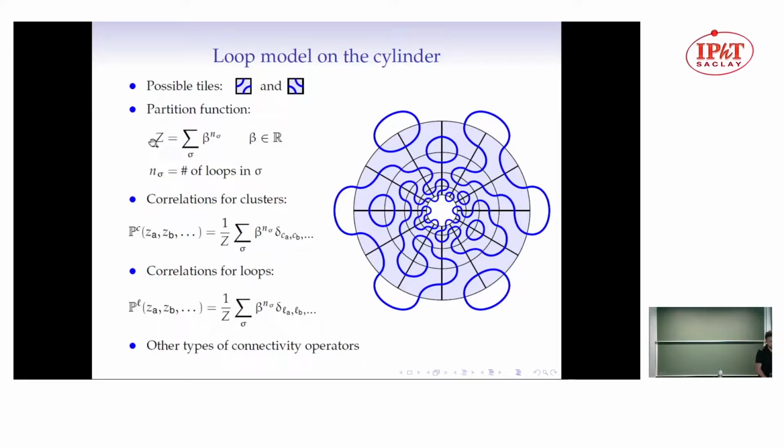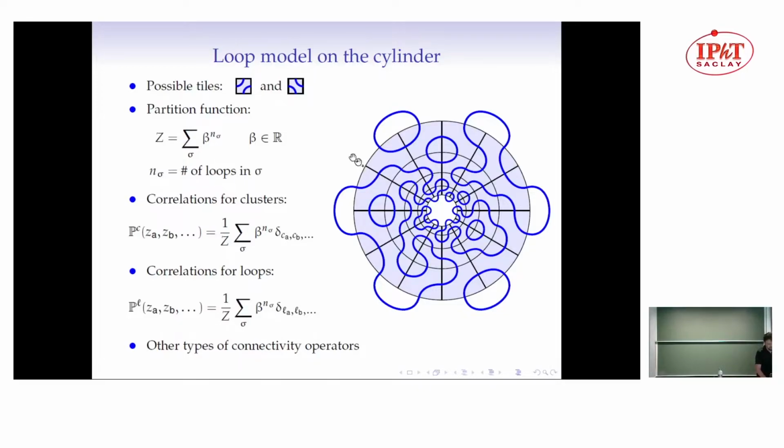So the partition function is, again, the sum over all configurations on this cylinder. And then we have a weight, which is beta, and the exponent is the number of loops in this diagram. Okay, so percolation is beta equals 1. The Ising model corresponds to square root of 2, and so on. And this model is very rich. You can define a very big family of correlation functions.